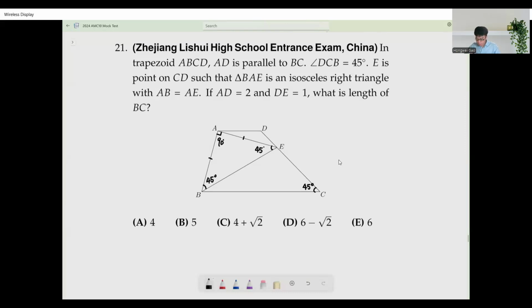Now we have AD equals 2 and DE equals 1. The question is to solve for BC. So here, a key helping line is we draw a line from E that is perpendicular to DC. Let me call it EF.